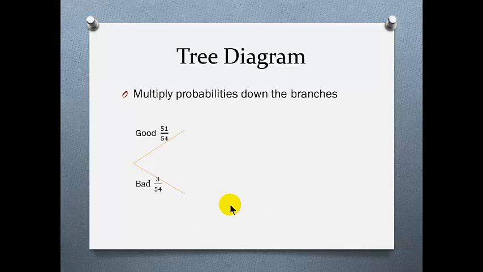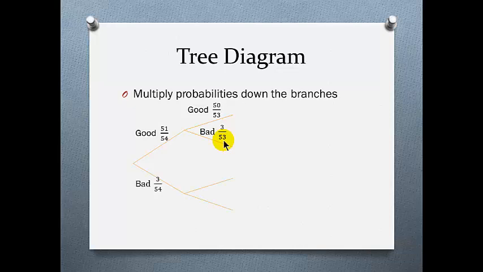Then we select a second bulb, and so we need a second chart on here. And the second one could be either good or bad, but remember we've already, on this branch, picked a good one. So there's one less good one, 50, out of one less total, 53. However, if the second bulb is bad, there are still 3 bad ones in the batch. But the denominator still changed because there are fewer bulbs total. One has been taken out.